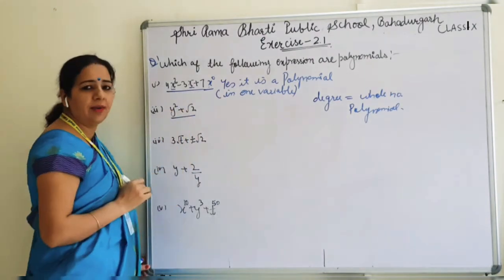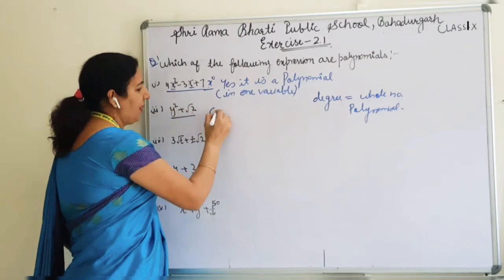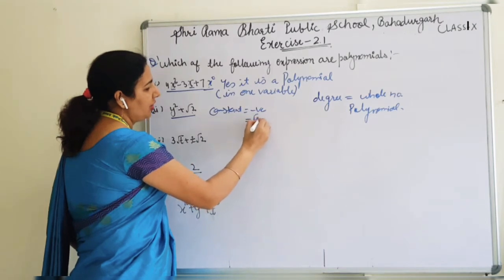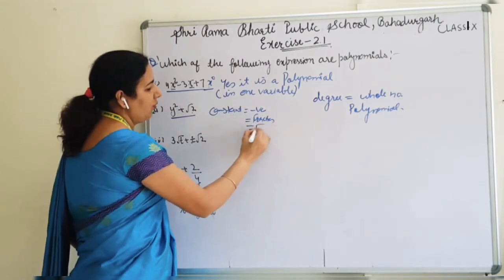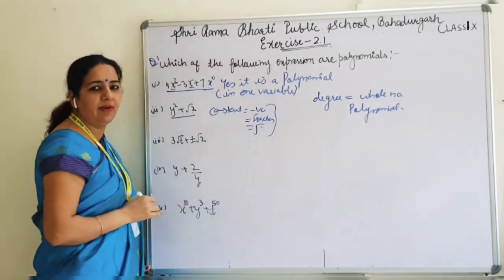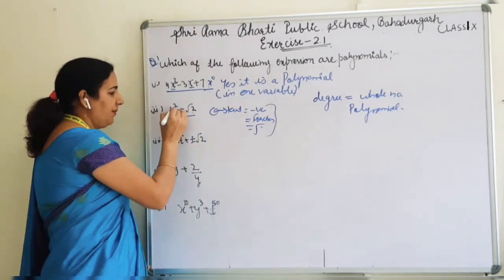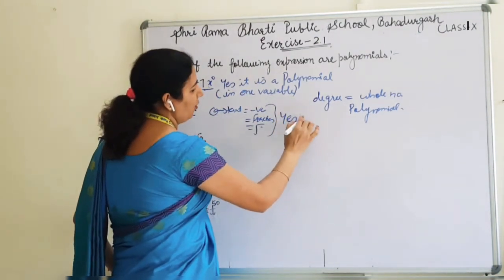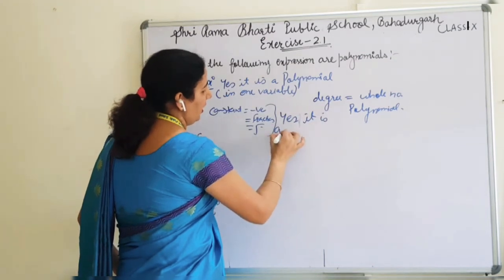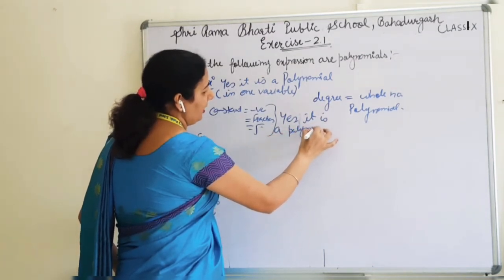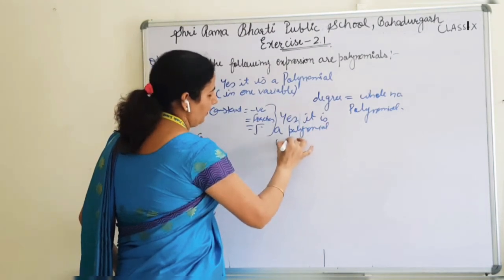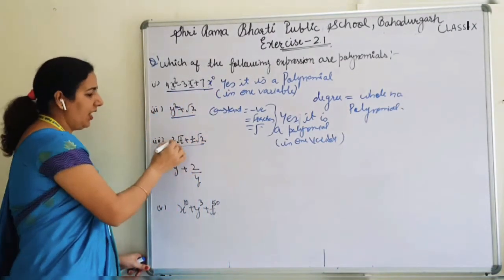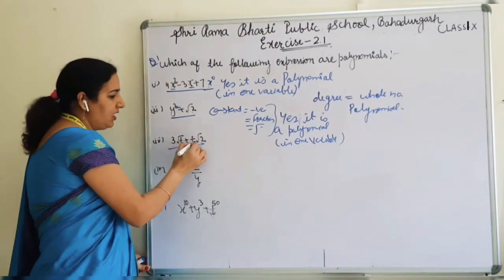Second part, y square plus under root 2. The constant part can be negative, can be a fraction, can be under root sign, it will not affect our polynomial. We just see the variable. Yes, the variable degree is a whole number, so yes, it is a polynomial in one variable.